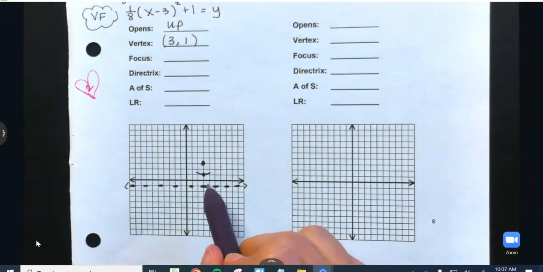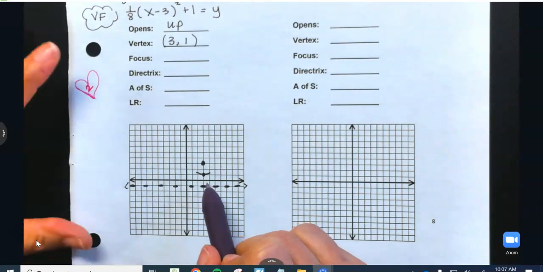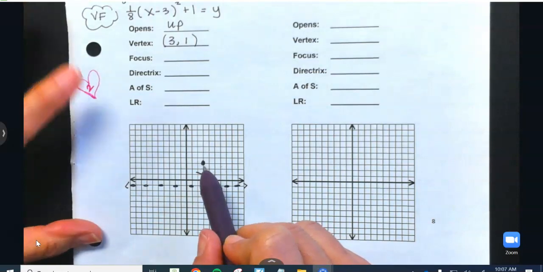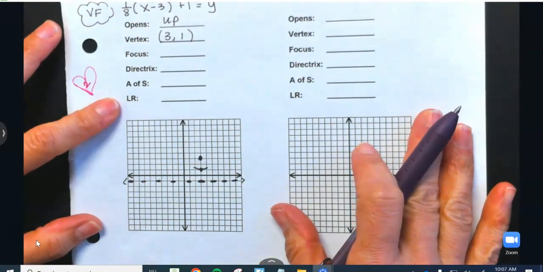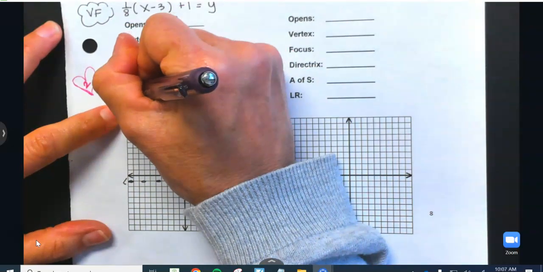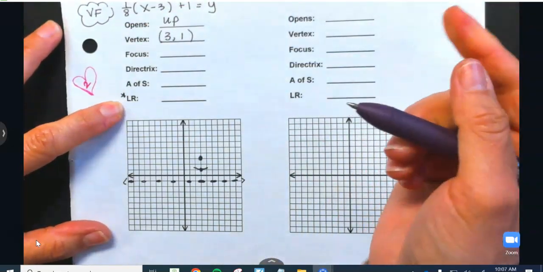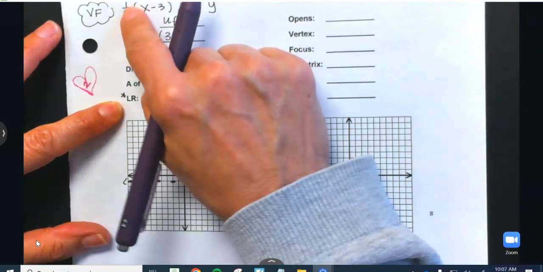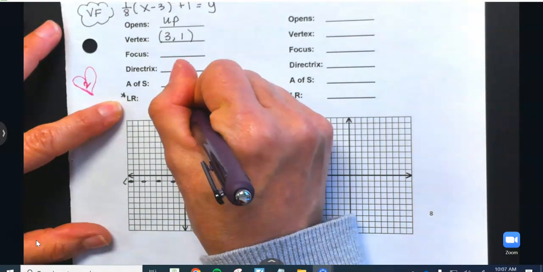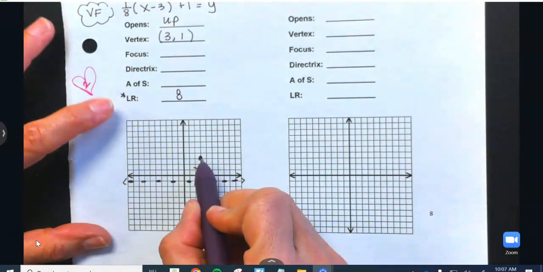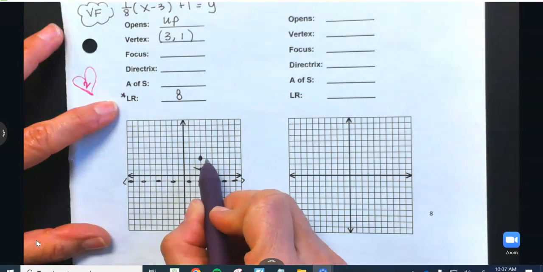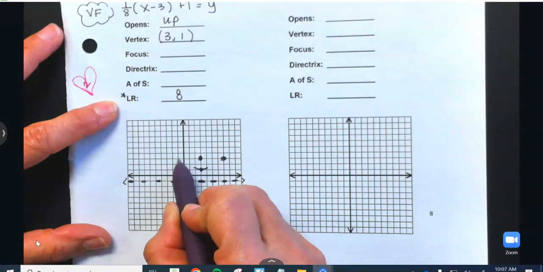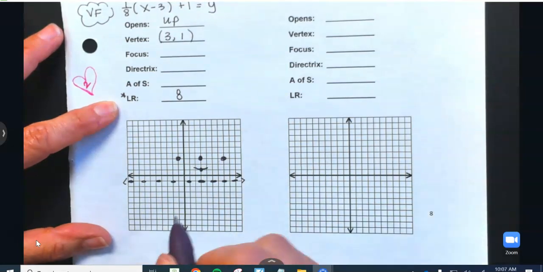All right, so I have my directrix, I have my focus, and I have my vertex. I'm almost done graphing this. I just need the official focal width. Let me drop down here and talk about this. Remember, your official focal width is just the reciprocal of A. Remember, the A is 1/8, so this is 8. So all I got to do is go to the focus and go 4 places in each direction. And that's going to be the official focal width, the LR.